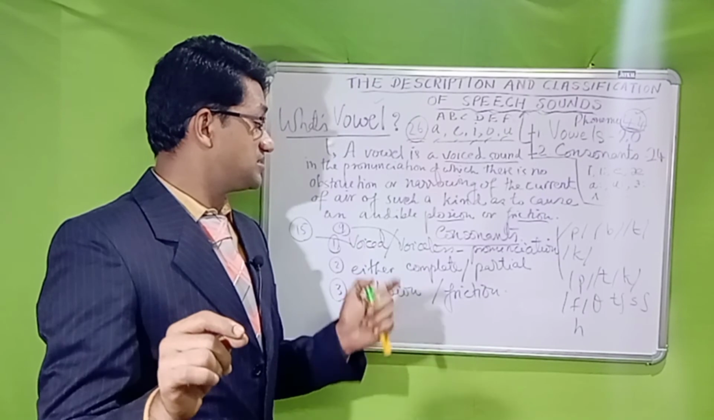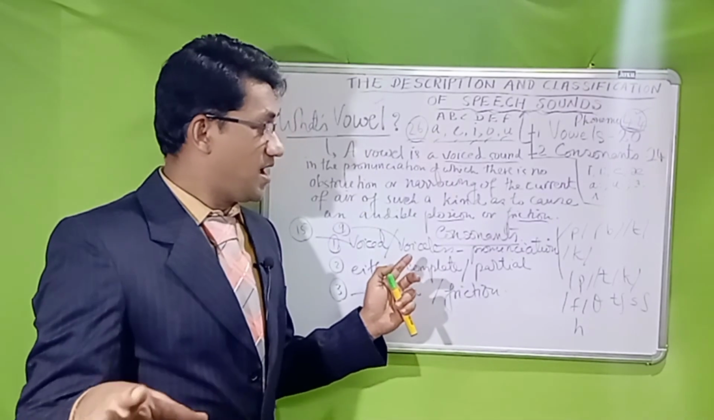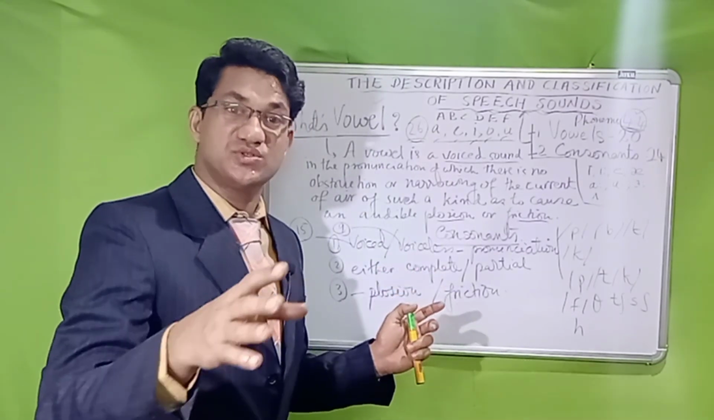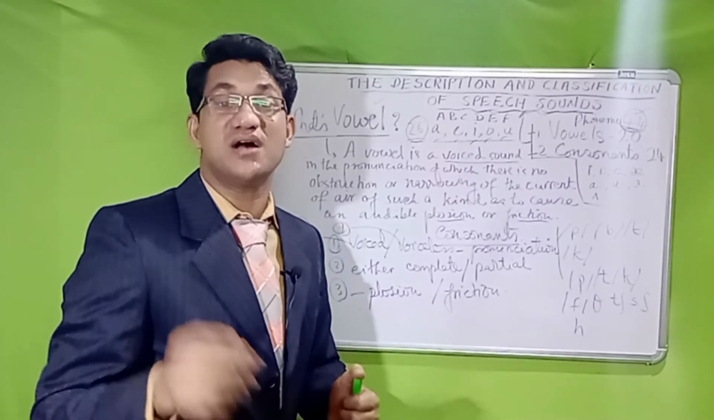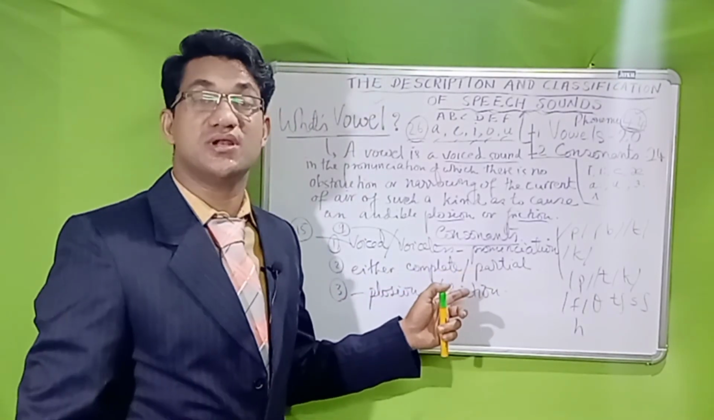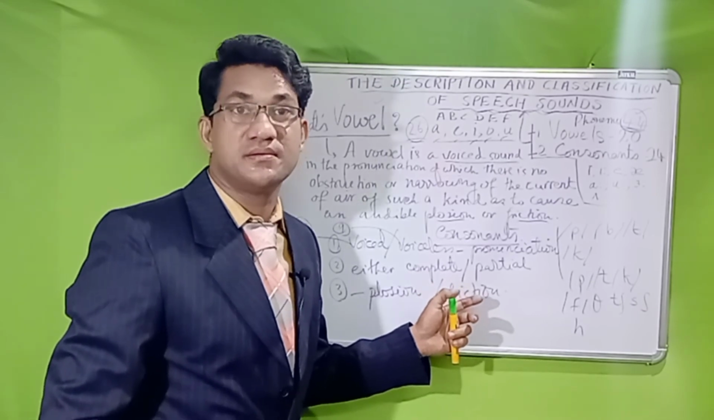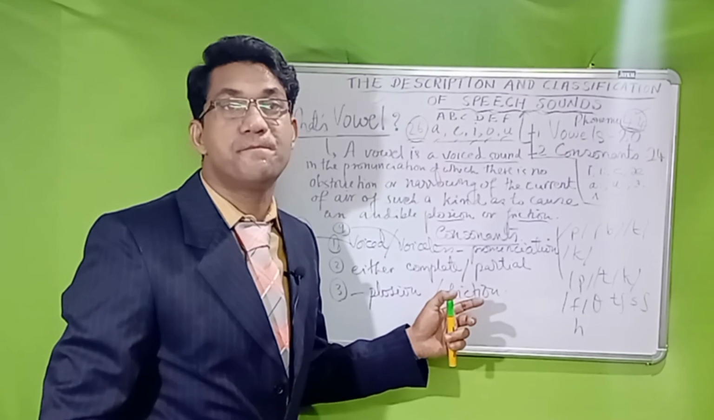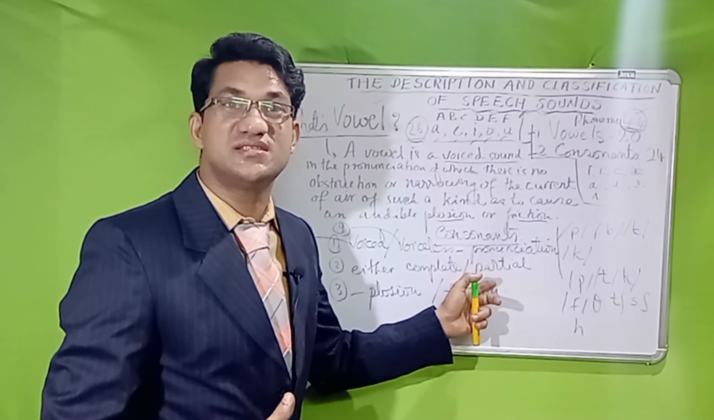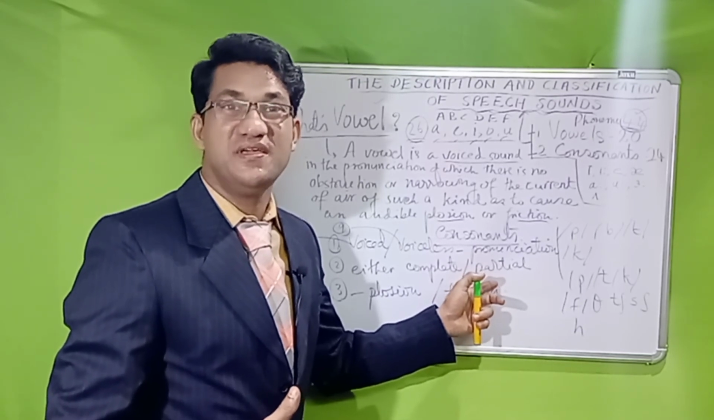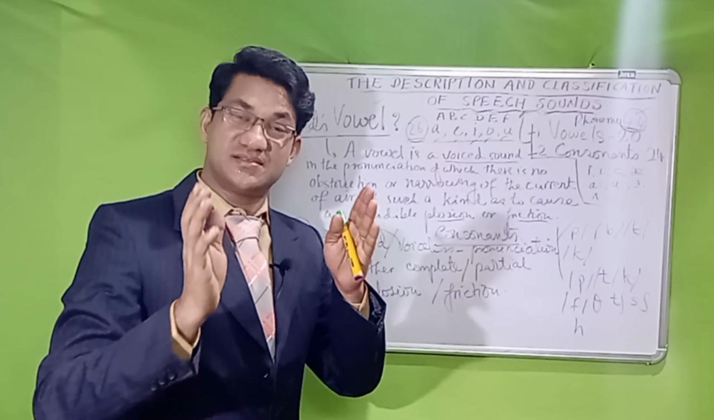A consonant sound is a sound which is either voiced, that is vibration, or voiceless, no vibration, and in the pronunciation of which there is either a complete or a partial obstruction. Complete obstruction, like in pencil, pick, bed, bag, bin. But when you say flower, cinema, slip, feel, there is no complete obstruction. There is a small gap.